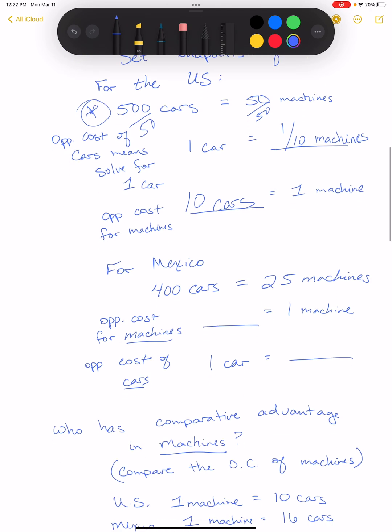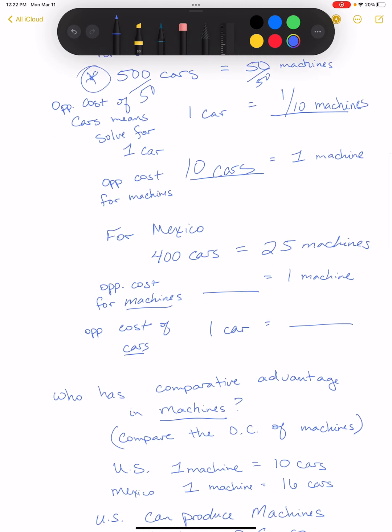We could repeat that same process for Mexico, and I'm going to switch up the color here just to make things stand out a bit more. So we've got 400 cars equals 25 machines. Again, those were the endpoints for Mexico. So if you're asked about the opportunity cost for machines, I switched the order here just to keep you on your toes. So the opportunity cost for machines in Mexico means you're going to solve that equation for one machine. So I'm going to divide both sides by 25. And I'm going to get 16 cars.